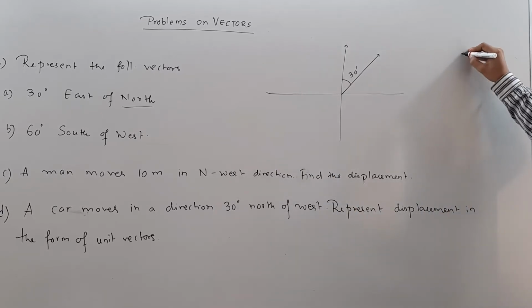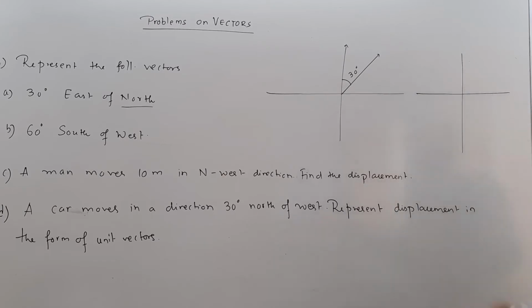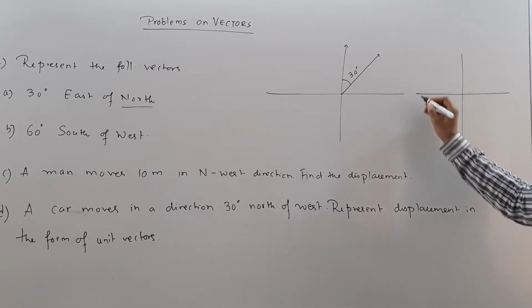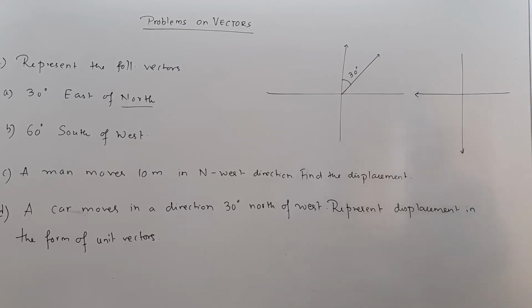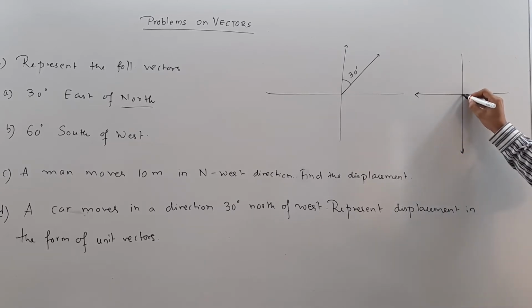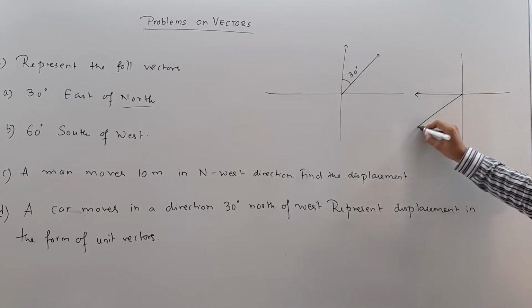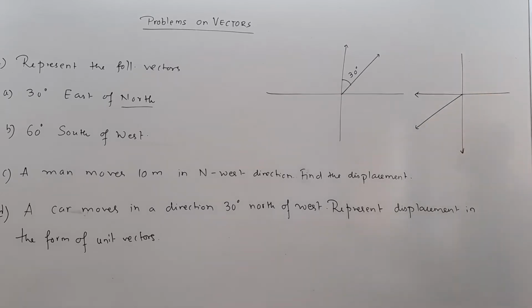So now again we'll draw. Now when I say south of west, this is my west direction, this is south. So south of west should be this direction, and to west this should be 60 degrees. This should be the direction of 60 degrees south of west.